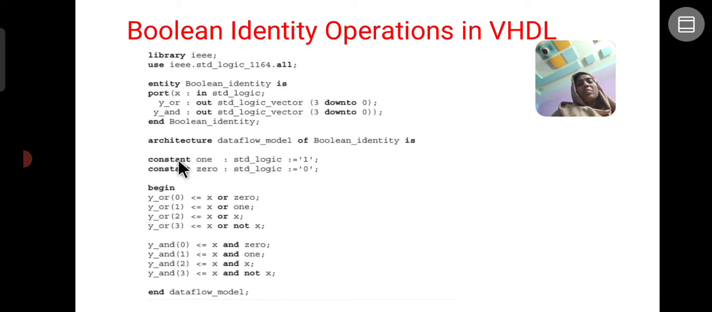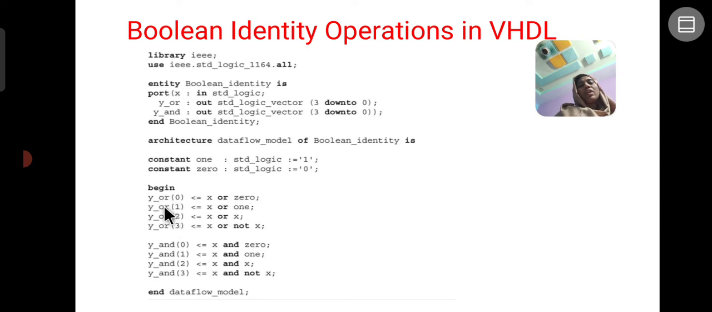This is how we can define a constant in VHDL. Any constant starts with the keyword constant followed by the constant name. Here the constant name is one, colon, type. So one is of type STD_LOGIC, and the value of one is 1. Zero is the name of the other constant, and the value is 0. Then begin.